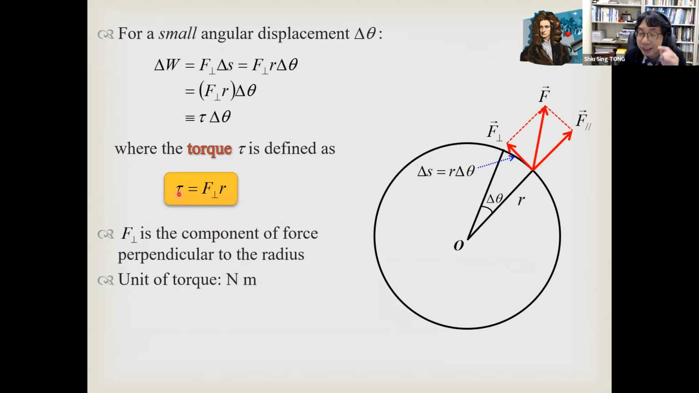Now the torque has the same dimension as energy and work. Why? Because when you see this formula, delta theta is the angle, and if the angle is given in radians, it does not carry a dimension. So that means the dimension of torque must be equal to the dimension of work, which is Newton meter, and that's joule. So that's why torque has the same dimension as energy or work.